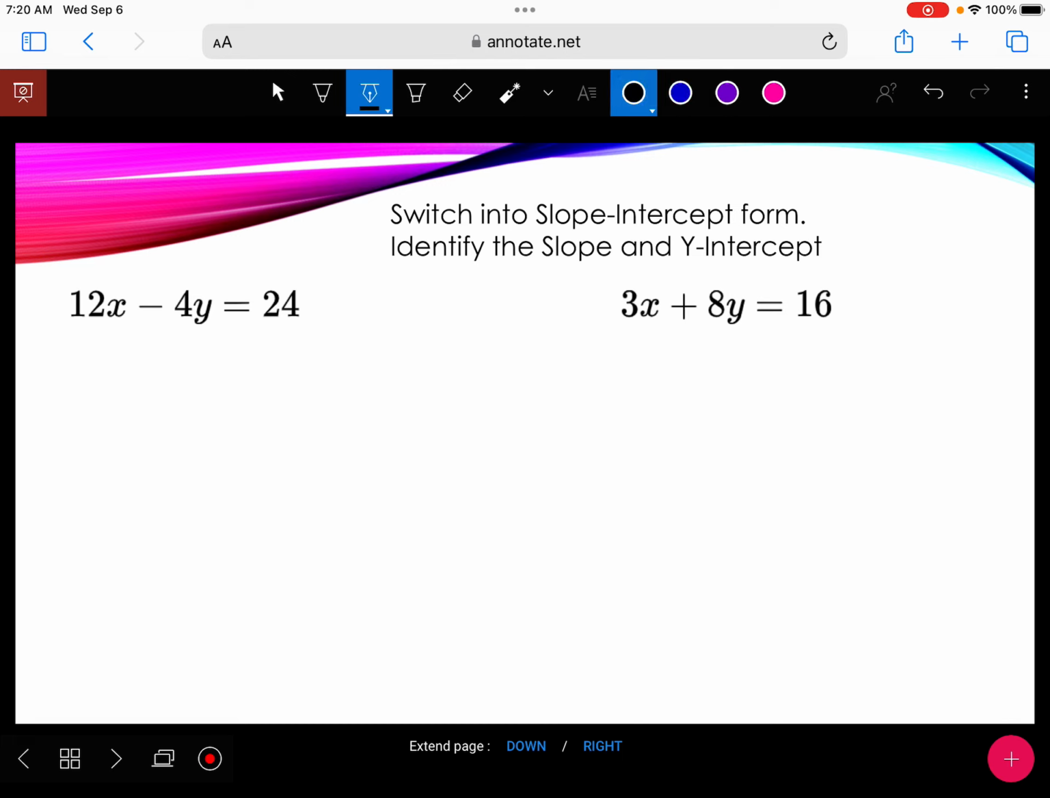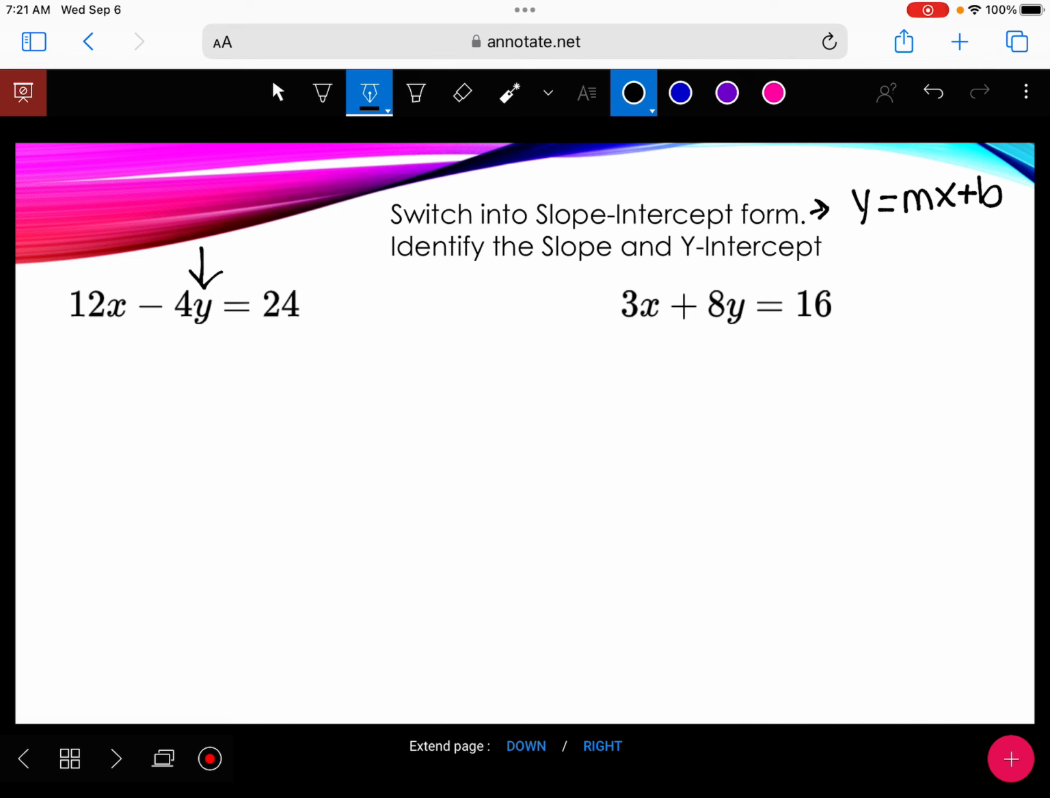So when we say slope-intercept form, what does slope-intercept form look like? Boom, y equals mx plus b. So what we're really doing is we're going to solve and get y by itself. I want y by himself. So it's just like solving, it's just going to look a little different. So on this guy, 12x minus 4y equals 24, I want to get y by himself.